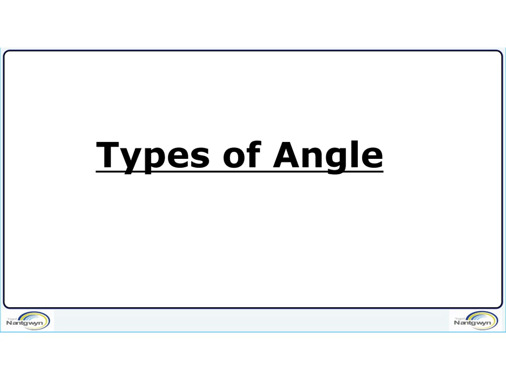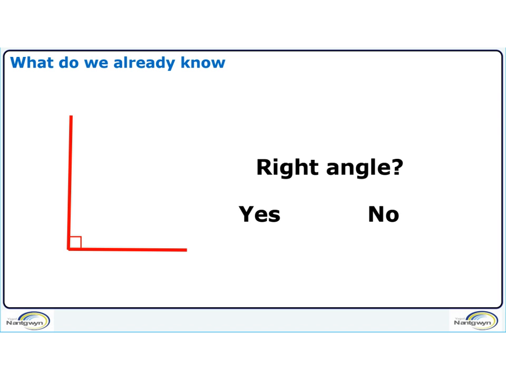So in this lesson, we're going to be looking at the names of different types of angles. First of all, we should recognise this one. It's got a little square in the corner where the two lines meet. If there's a little square in the corner, that means that this is 90 degrees. If it's 90 degrees, then that makes it a right angle. So whenever there's a square in the corner where the two lines meet, it is always a right angle.